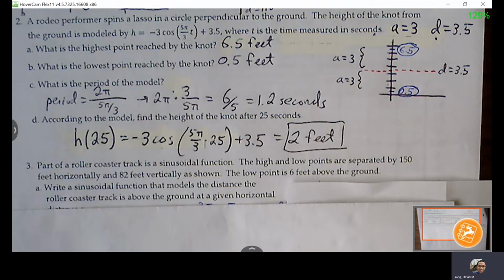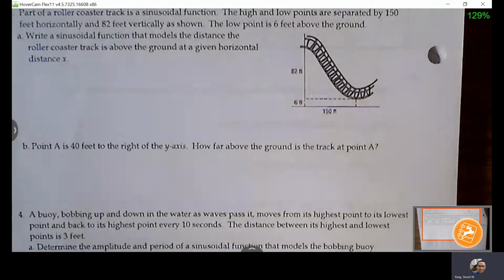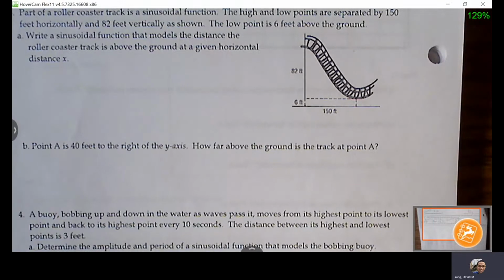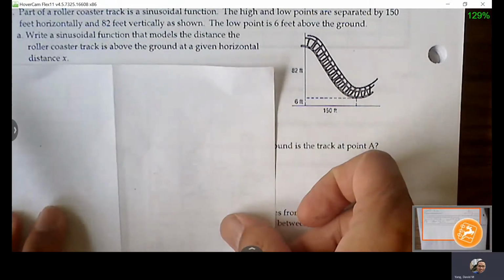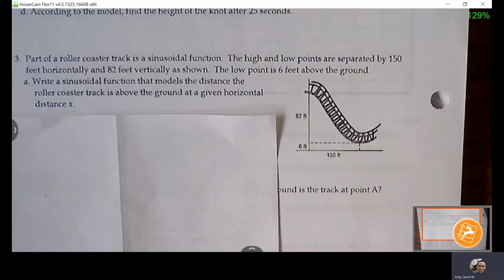Wait, let me do this. So the midline, B would be just 82 plus 6. Yeah, because we have to think, it's up 6 feet. Oh my gosh, I get it. No, 82 is, that's smart. But that's not the highest and lowest. It goes higher. But no, it's not 150. We're finding the midline, which would be this middle right here. Wouldn't it be 41? Okay, does anybody still need to look at number 2?